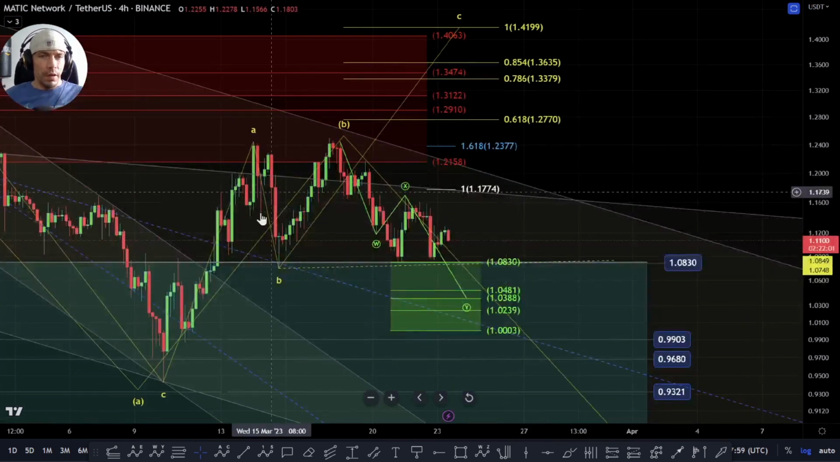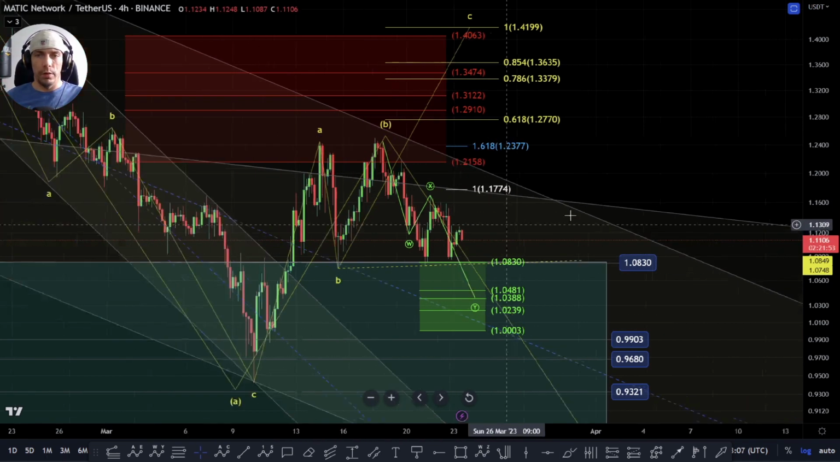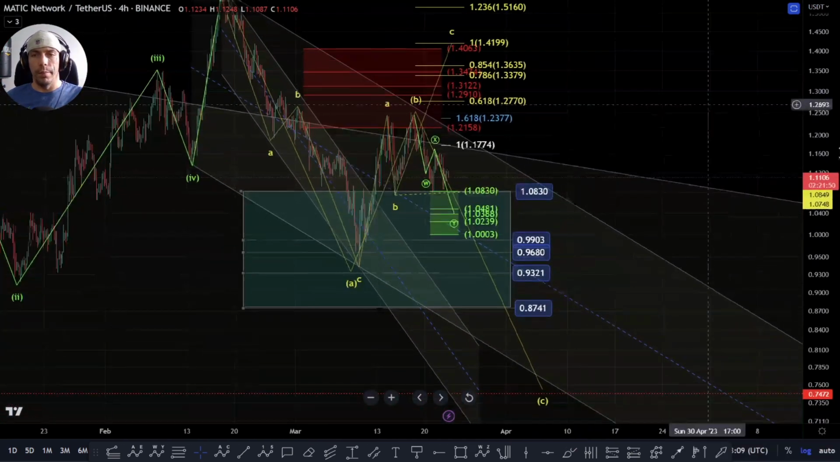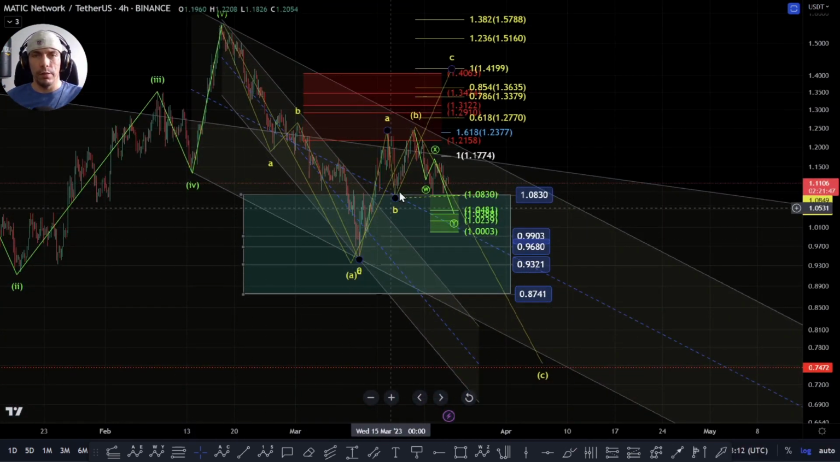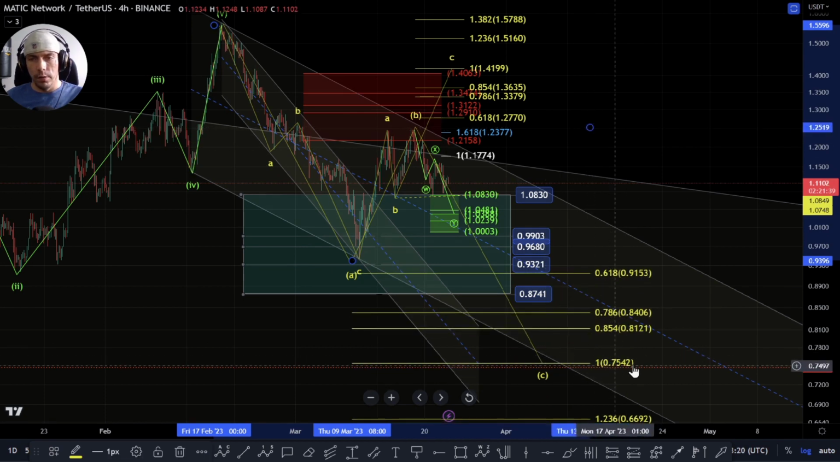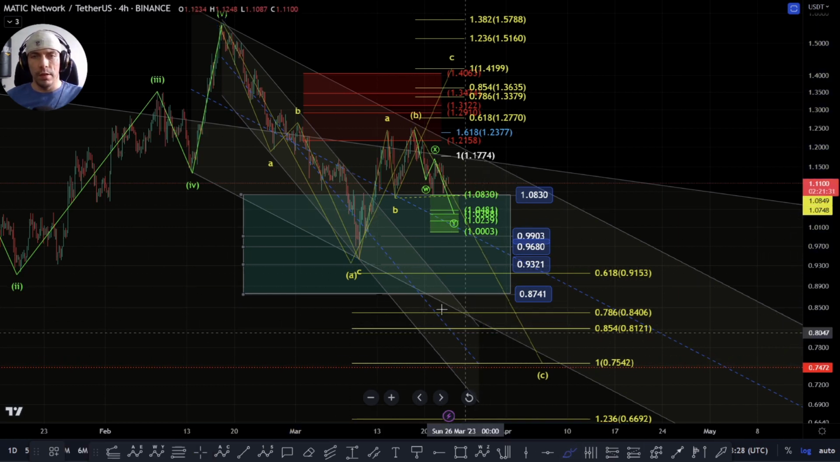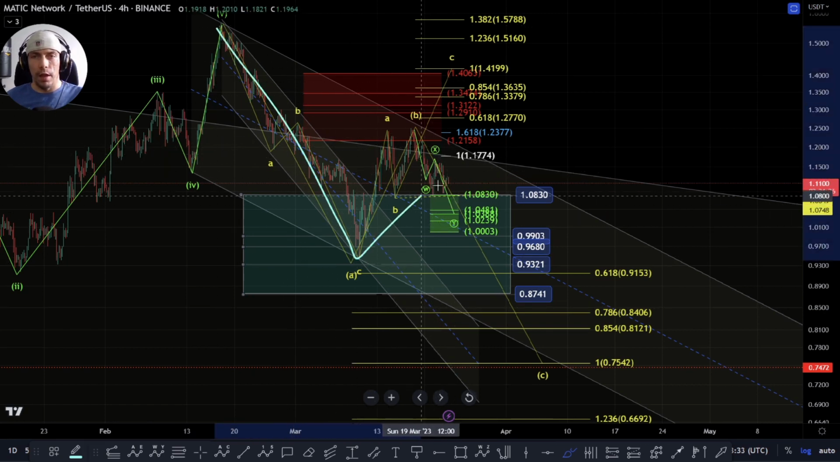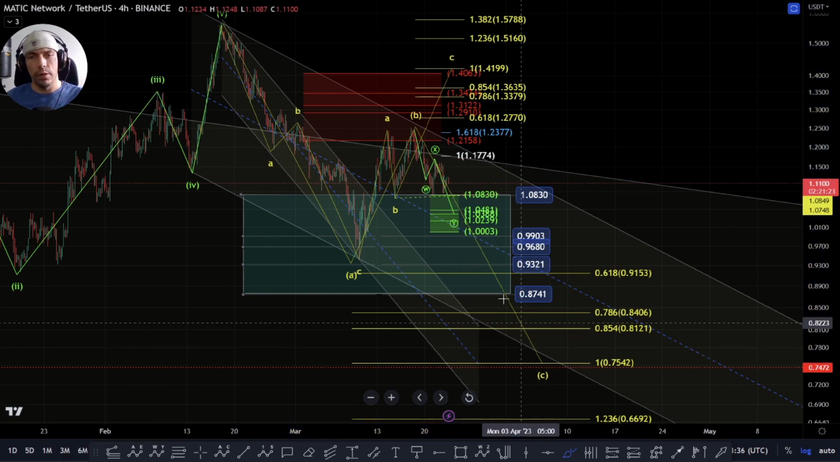Okay, so MATIC is quite an interesting one where it's currently sitting here. There's a couple of ways we can look at this, and for the most part, the idea is we're still looking for whether this is a corrective move to the downside like this, where we could look to move lower down here towards this zone of 0.7542 at a 1 to 1, or alternatively, we could look to find support again within this box. Basically, the idea I'm looking for here is potentially that within this structure, we could see an A, a B, and then we're looking for that C wave to the downside.